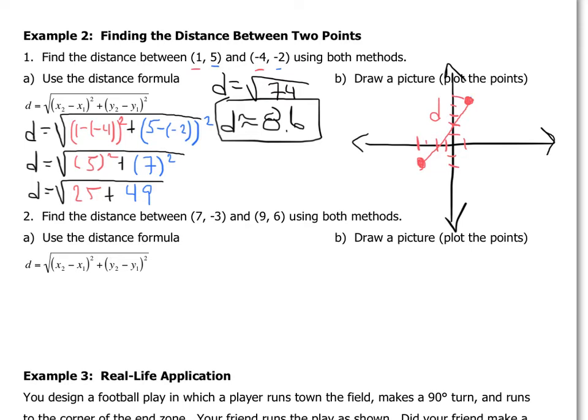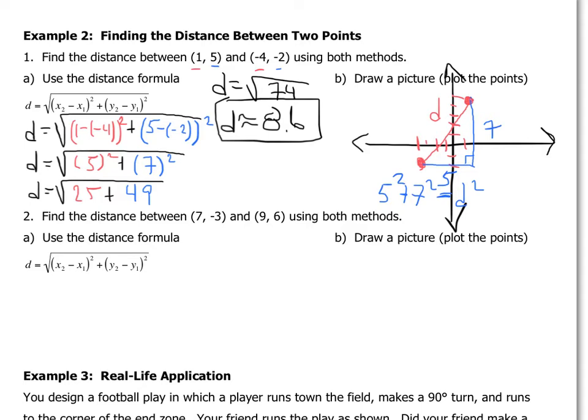So if I was to go from 5 down to negative 2, and I was to come straight down, that would be 7 units down. From this point, if I was to come straight across from the 1 to the negative 4, it will be going 5 units. And because I went straight down and straight across, there is my right angle. Then I can use my Pythagorean theorem, which would have been 5 squared plus 7 squared equals d squared. And then that's where we get the rest of this formula.